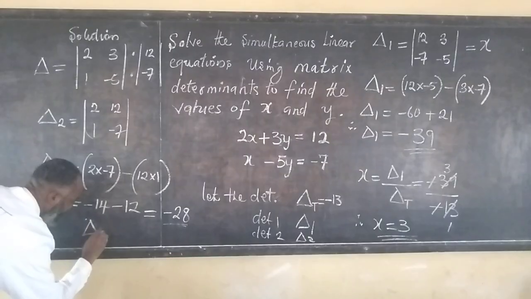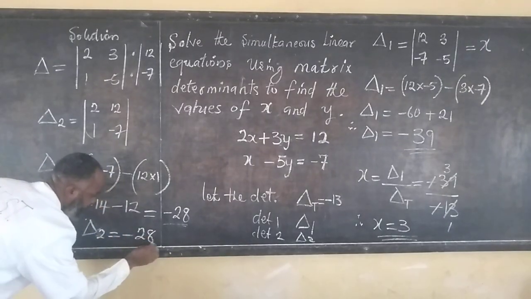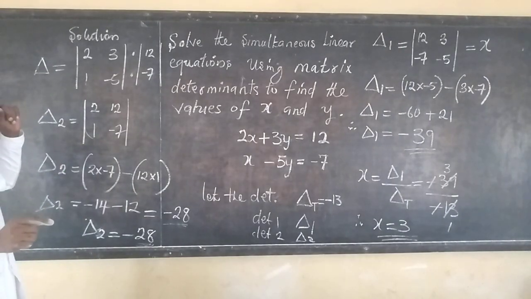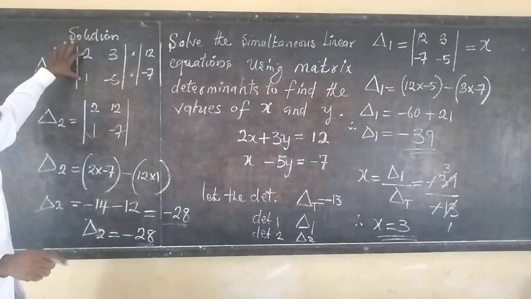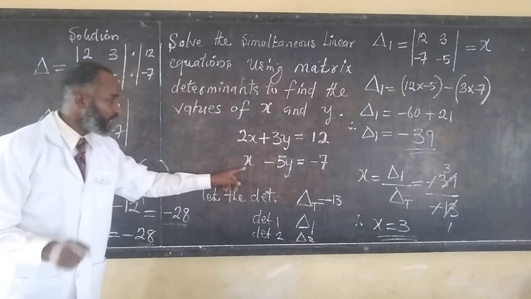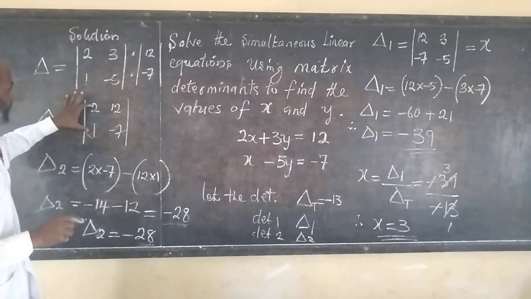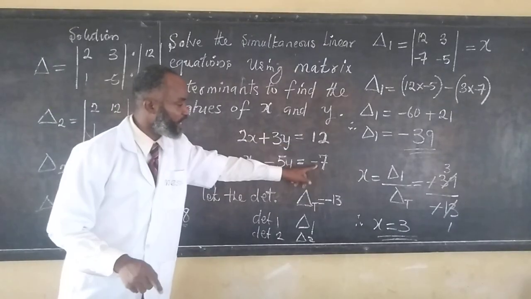Come on. So determinant 2 is minus 28. Okay, so let's see. I hope we're not making any mistake. Hold on. We retain this, 2 and 1. Yes. We retain this because this is 2 and 1. I want to cross check to make sure there's no mistake at this point. But we replace this with 12 and minus 7. And that is 12 and minus 7.